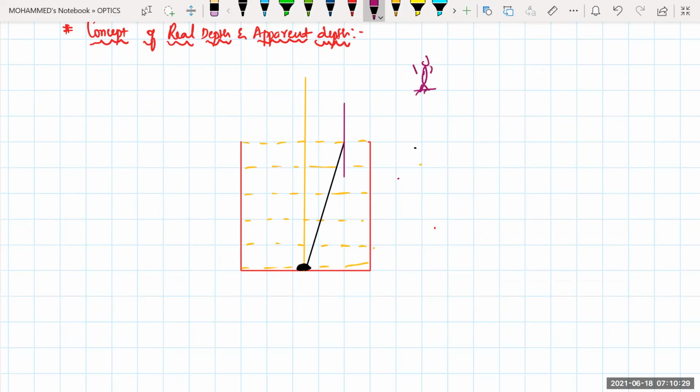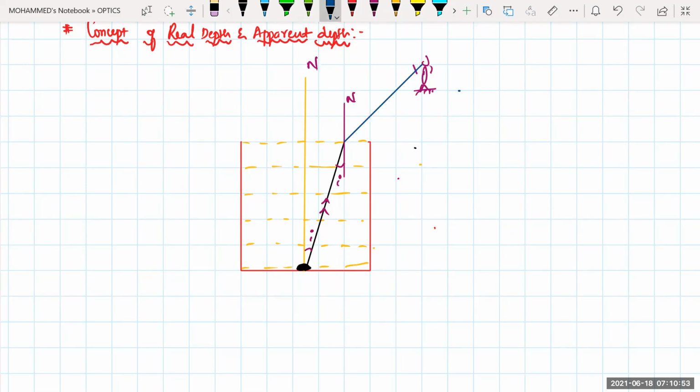If I'm standing somewhere here and trying to see this coin, for me the ray of light is coming from which medium? Denser medium. Denser to rarer, so it will move away from the normal. This one is your normal, this one is also your normal, and you know the ray of light will bend away from the normal. So this is where I will be seeing it.